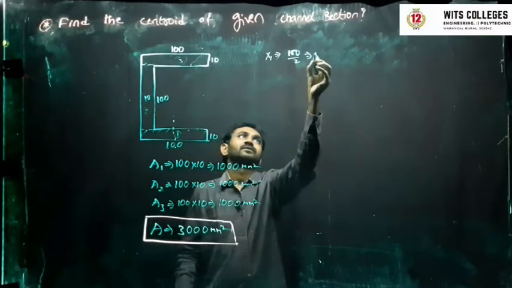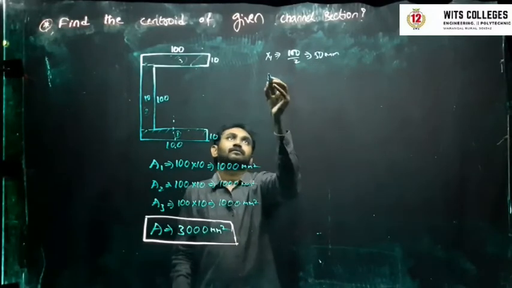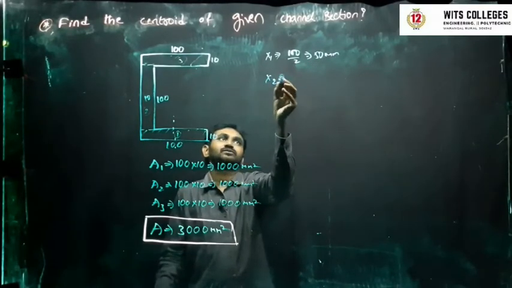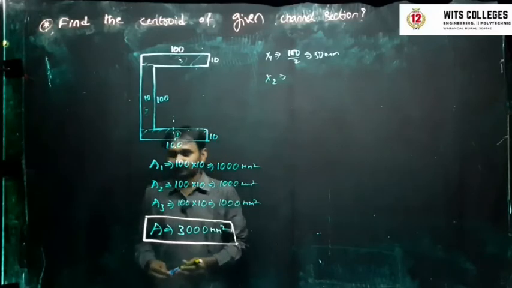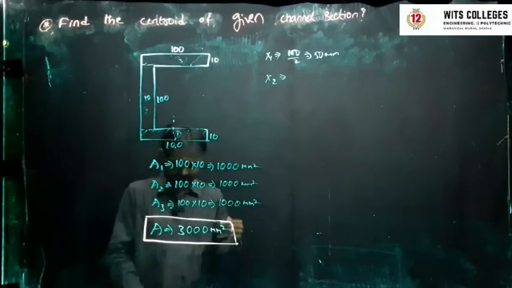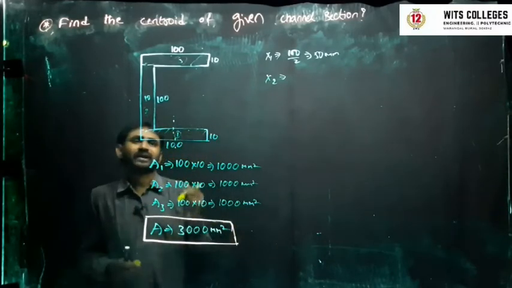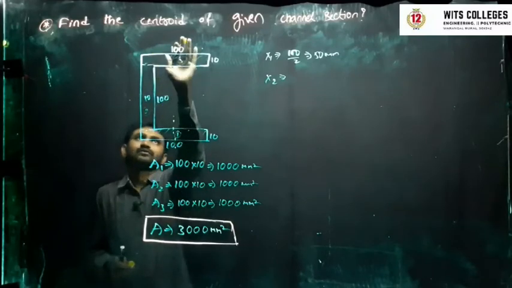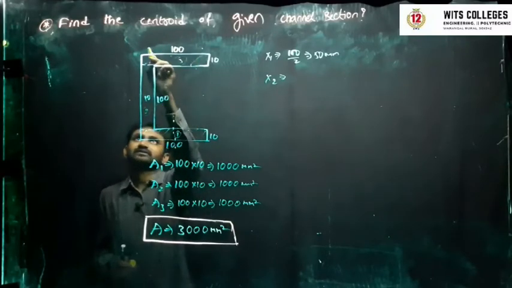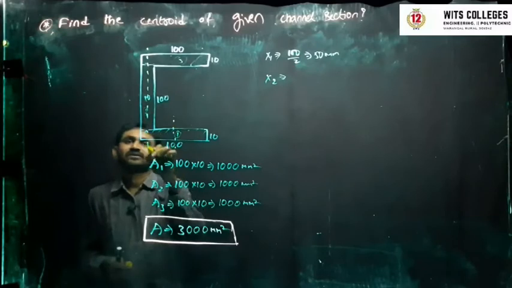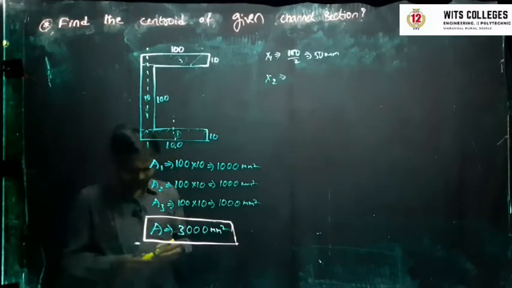This is 50 mm. Similarly, x2. What is x2? X2 in the sense again only figure number 2 I have to take, and I have to cut in the vertical direction. I should not take this, I should not take this. I am cutting this in this direction. So this is 10, so obviously 10 by 2.